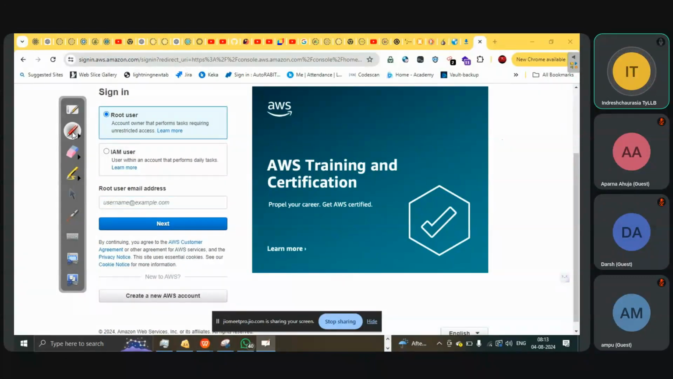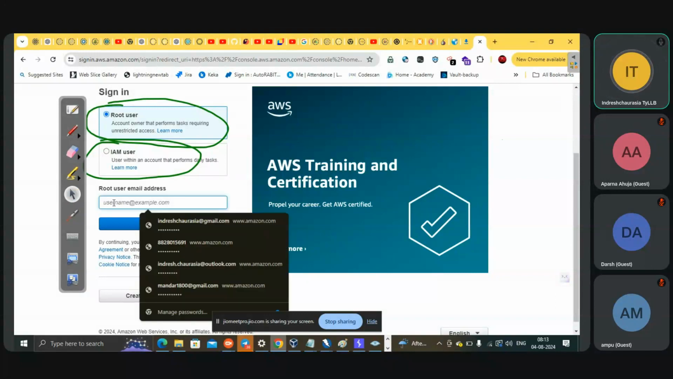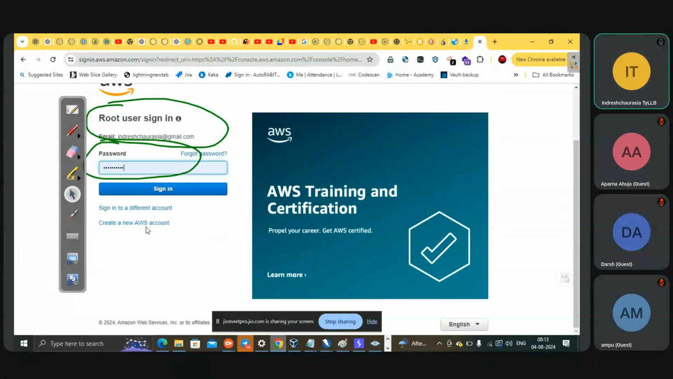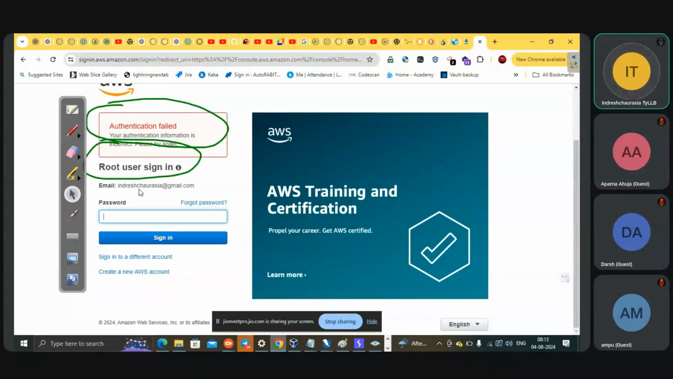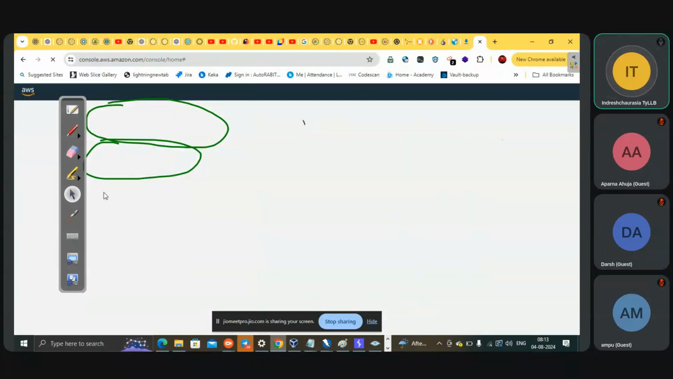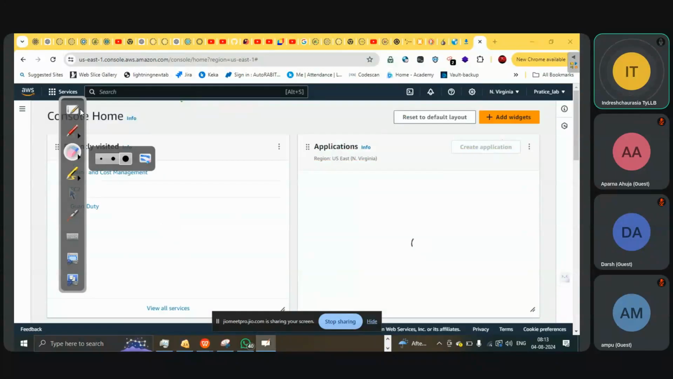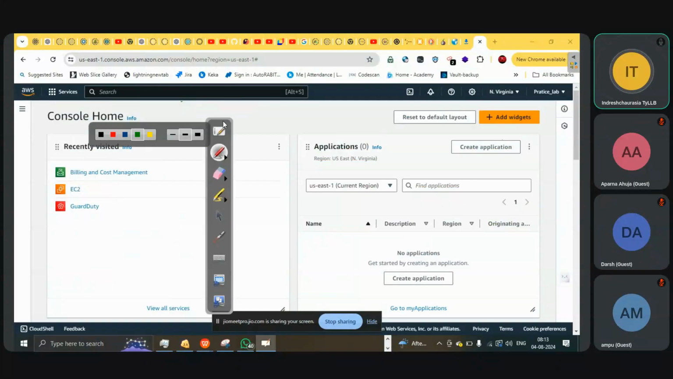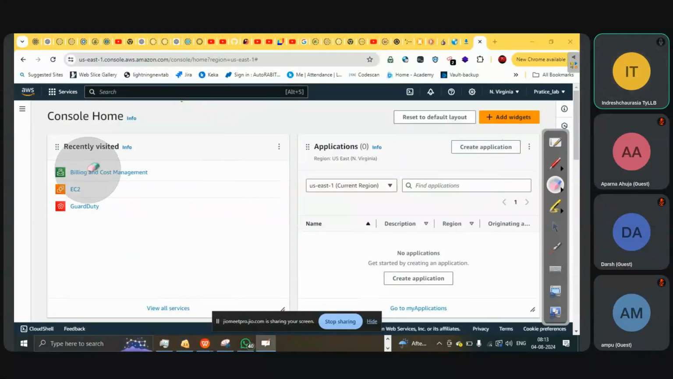See, here you can access either as root, admin, or IAM users. What is root and what is IAM, we are going to see. Now I'm logging in with my account. See, simple. You logged into the cloud. Here, you can see I simply opened this and got access to each and every wizard.